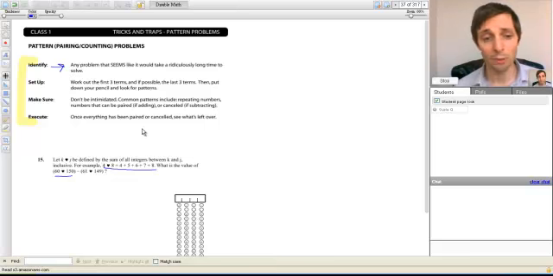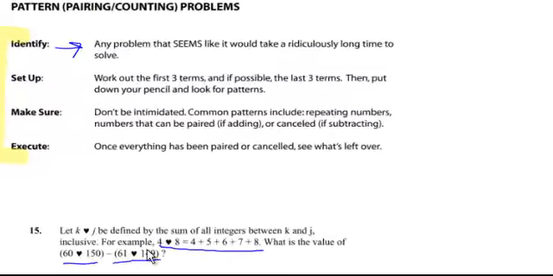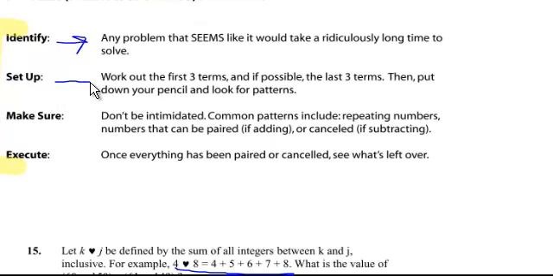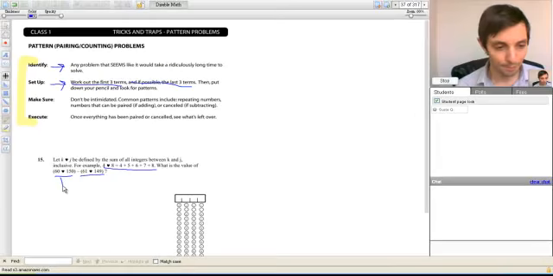So this is a pattern problem. It would take a really long time to add up all these numbers and then further to subtract all these numbers, 61 to 149. So instead we want to look at the setup. What is the setup for these pattern problems? Well, start by working out the first three terms, and if possible, the last three terms. So let's just start with 60 heart 150.